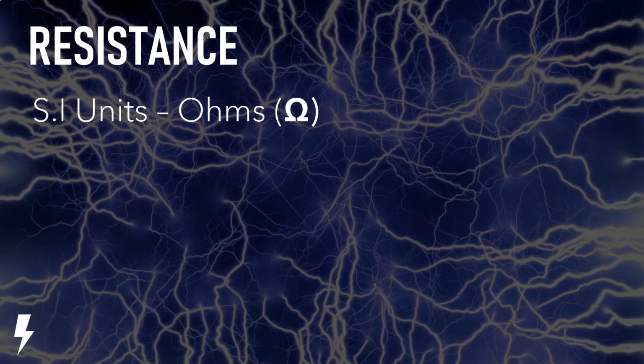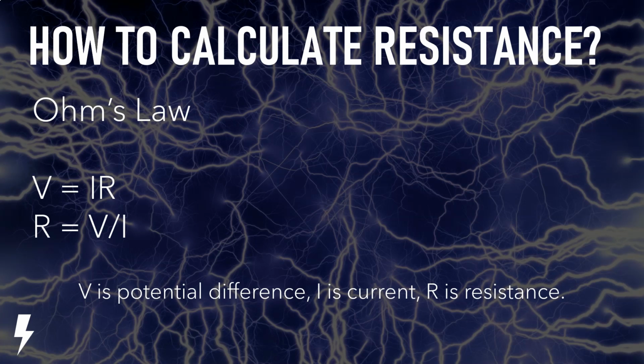The SI unit, or International System of Units, used to measure resistance is the ohm, and it's named after the scientist George Simon Ohm, who also formulated Ohm's law. How to calculate resistance? Ohm's law provides a formula, V is equal to IR, where V is the voltage or the potential difference, I is the current, and R is the resistance. If we divide both sides by I, we get a new formula in terms of resistance: resistance is equal to V by I, or potential difference divided by current.